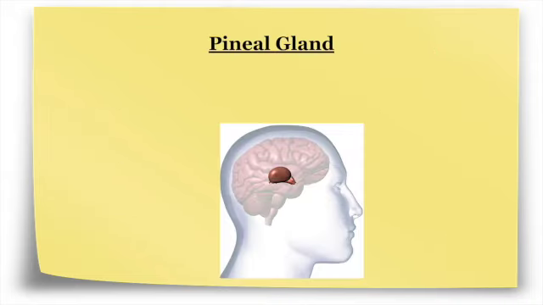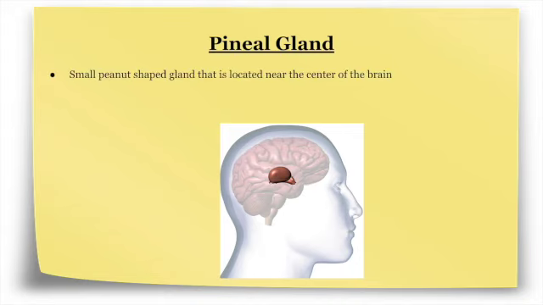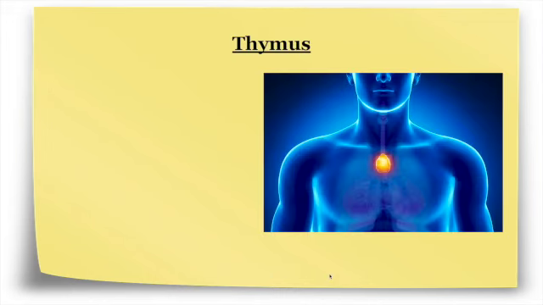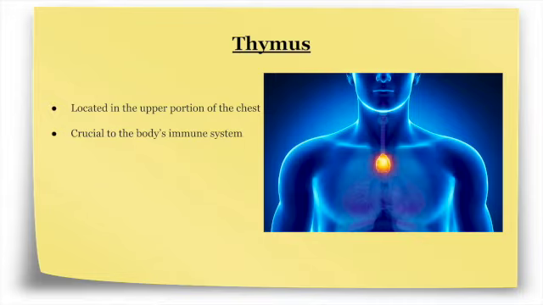The pineal gland is a small peanut-shaped gland that is located near the center of the brain. It produces melatonin, which helps maintain a person's sleep cycle and other circadian rhythms. The thymus is something located in the upper portion of the chest. It is something that is crucial to the body's immune system.